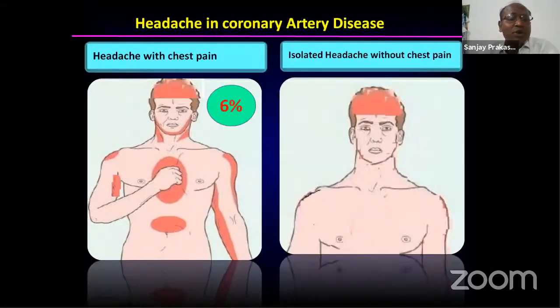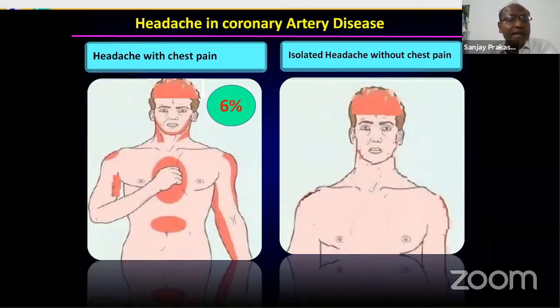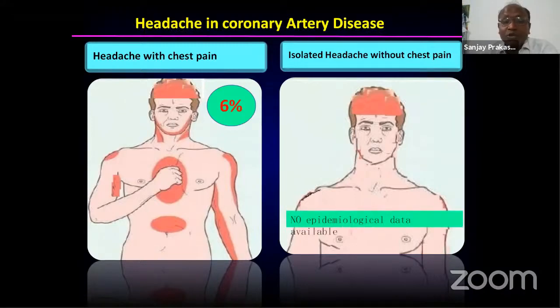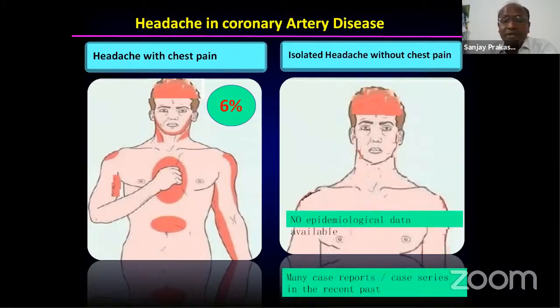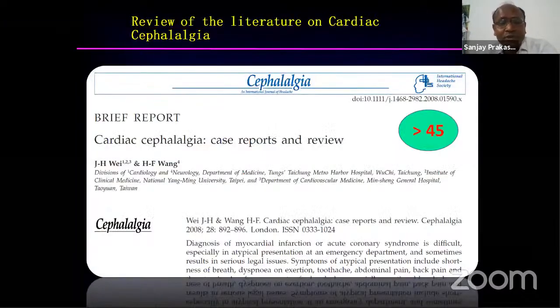There are one or two studies which have demonstrated that about 6% of patients with myocardial infarction or angina may have a headache along with chest pain. But what about isolated headache? There are very few case reports. There is no epidemiological data, but there are some cases reported. And in the literature review, we noted more than 45 cases of cardiac cephalalgia. So just review these 45 cases.